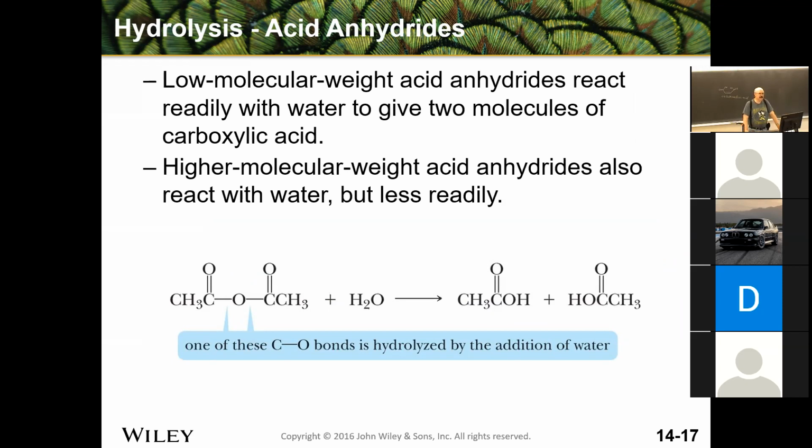Anhydrides, as I mentioned, are more reactive than esters, but they are less reactive than acyl chlorides. Low molecular weight acid anhydrides react with water to give 2 molecules of carboxylic acid. And just like with acid chlorides, the higher molecular weight anhydrides also react with water, but less readily and less rapidly. So just exposing these to water over a period of time will cause hydrolysis.